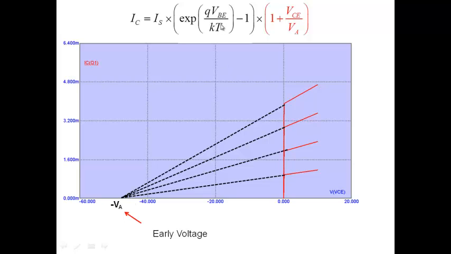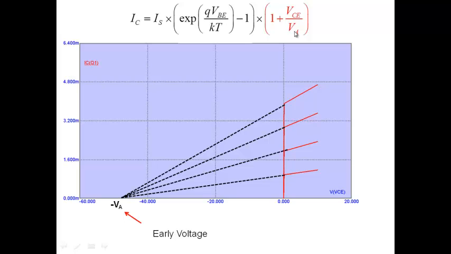Okay, so what it says is for different values of base emitter voltage, different base currents imply different base emitter voltages here. All of them, if you go to VC equal to minus VA, the current will extrapolate to 0. That's what this particular model says. So this is the model that we have to describe this phenomenon that in active mode, as you increase the collector voltage, the current increases, which is described by this early voltage here.